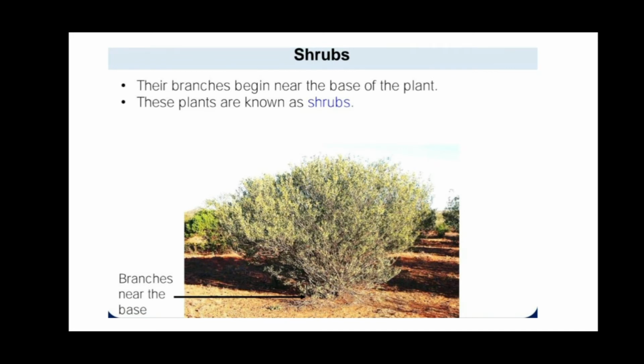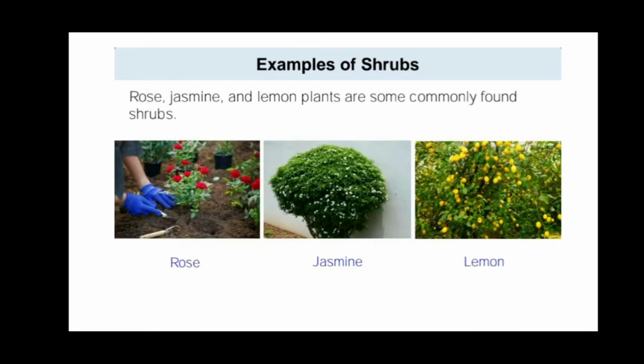Next, their branches begin near the base of the plant. If you see very carefully this image, the branches are very much nearer to the base. So, these type of the plants are known as what? It is known as the shrubs. Now, we will move to the examples: rose, jasmine, lemon. So, again I am asking you to write some other examples of the shrubs except these.